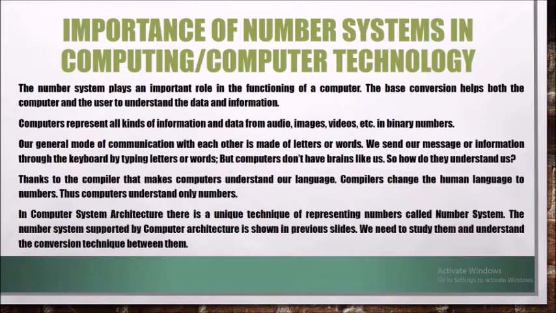numbers that can be interpreted and can be understood by the computer. Thus, computers understand only numbers. In computer system architecture, there is a unique technique of representing numbers called number system. That's what we have talked earlier, di ba? The number system supported by computer architecture is shown in the previous slides.